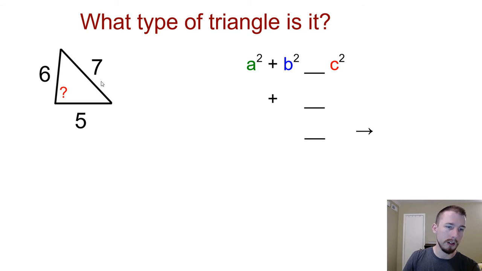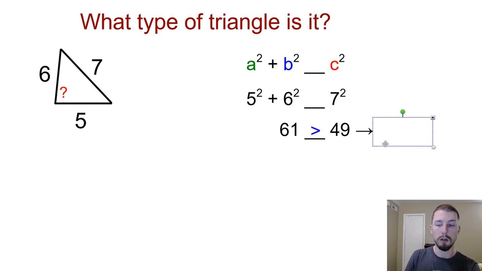Well, opposite the longest side of 7 is the largest angle, which is the angle in question, right? So let's fill it in. We got 5 squared plus 6 squared is some relationship to 7 squared. Well, that's 25 plus 36, which is 61, and 61 is larger than 49. So this is not a right triangle, and remember, if it's larger than that, it has to be an acute triangle, just like what we saw on the last part.